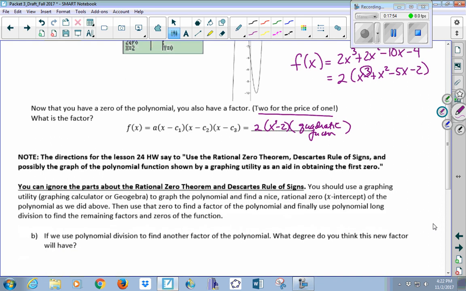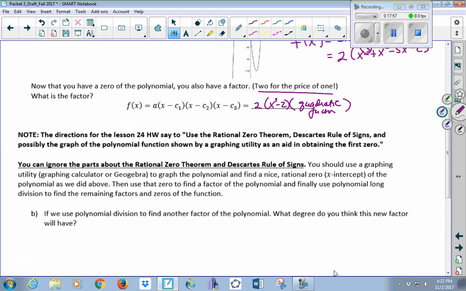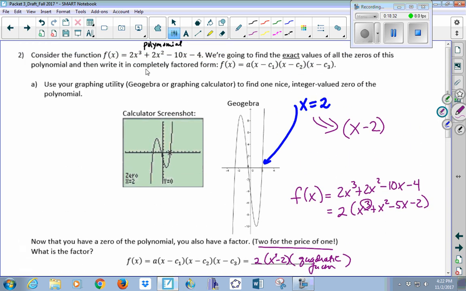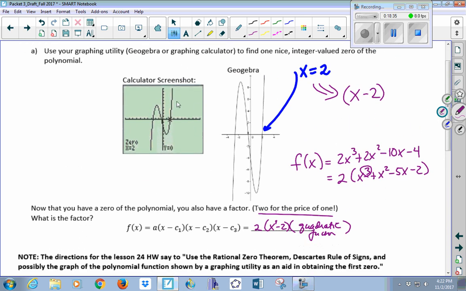Now the next part is really important, and I'd like you to read it. Your homework on lesson 24 says to use the rational zero theorem, Descartes' rule of signs, and possibly the graph shown by the graphing utility as an aid in obtaining the first zero. You can ignore the parts of the homework directions that say to use the rational zero theorem and Descartes' rule of signs. You should just take your polynomial that's given, and put it into a graphing calculator.